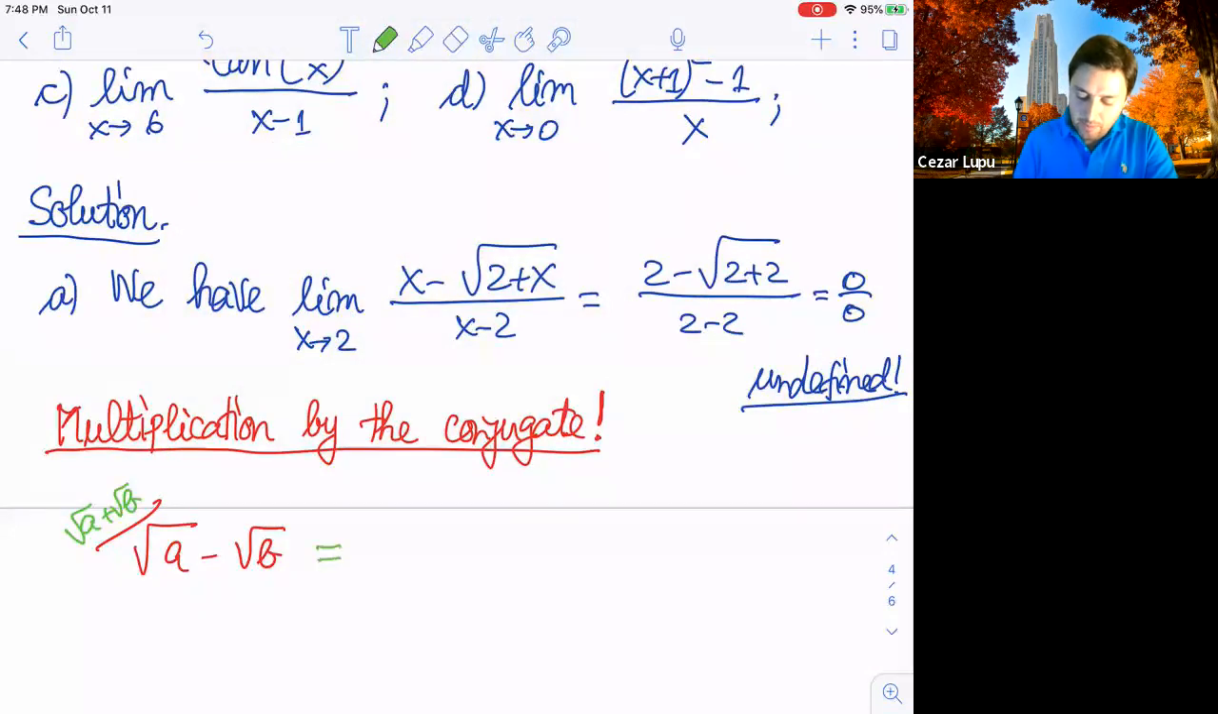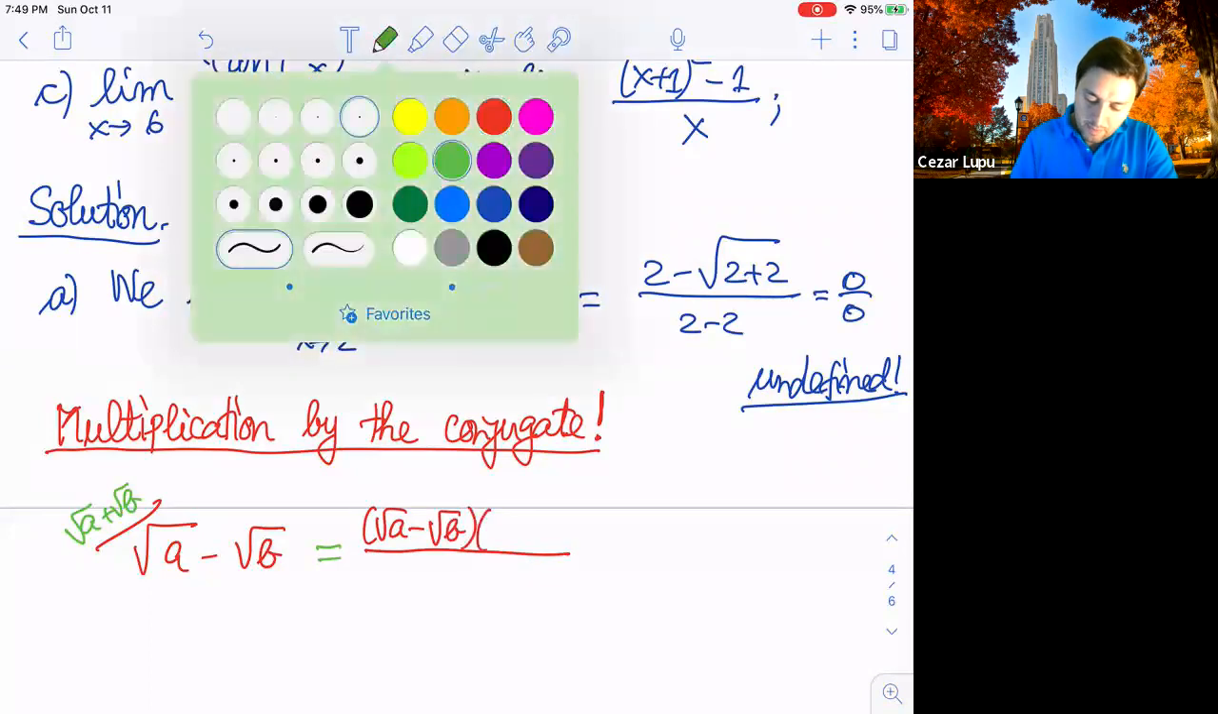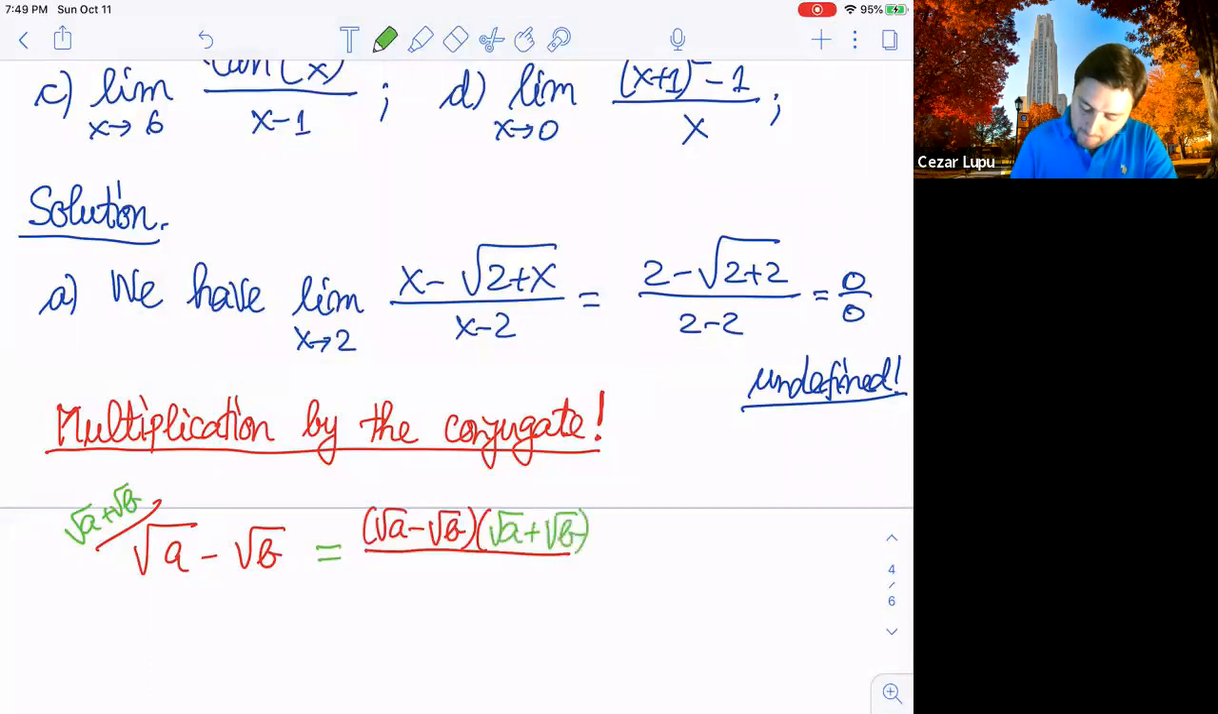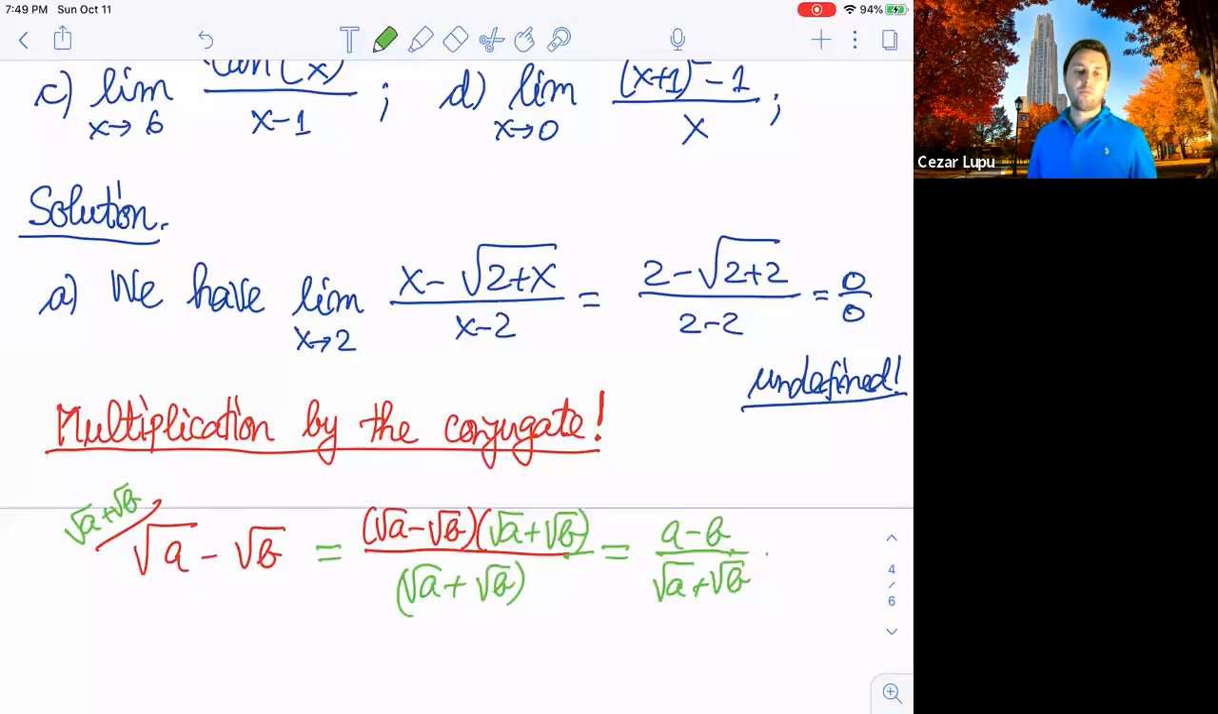And what I get is a fraction. On the top, I'll have the square root of a minus the square root of b times the square root of a plus the square root of b, and everything over the square root of a plus the square root of b. But now the top will give me nothing else than just a minus b, and on the bottom I'll have the square root of a plus the square root of b. So it's a procedure that will allow me to take the square root from the top and put it to the bottom.